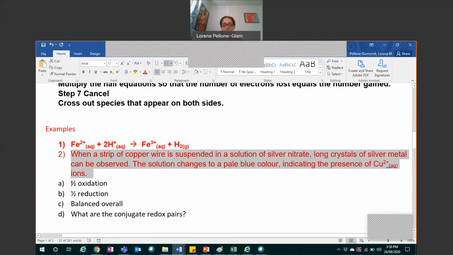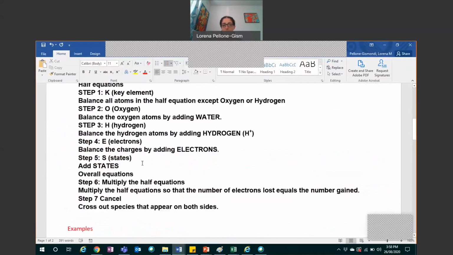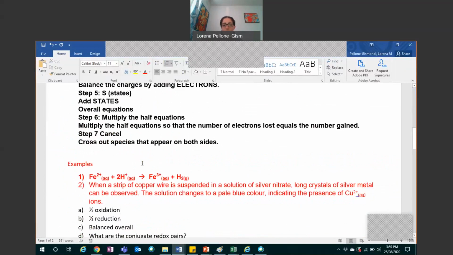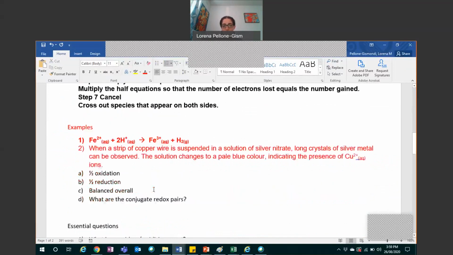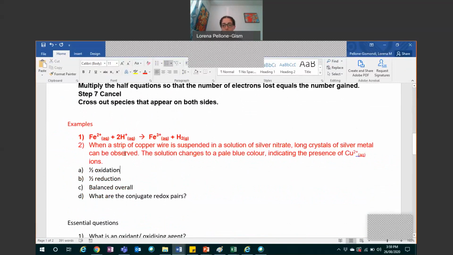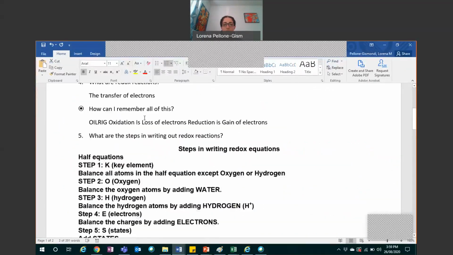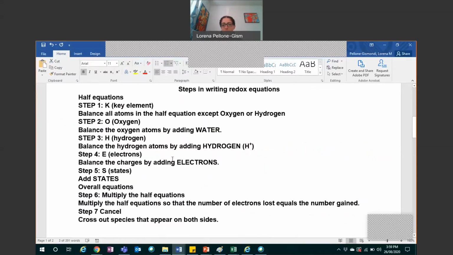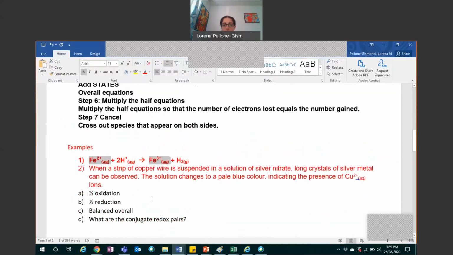And first of all, part A asks us for the oxidation one. Okay, so we're going to consult these steps. All right, first of all, what is oxidized? Well, you've got to look at loss of electrons, right? So iron goes from 2+ to 3+, meaning that it's losing electrons because it's becoming more positive. So step 1 just says balance all the atoms except for oxygen and hydrogen. Okay, let's do that.